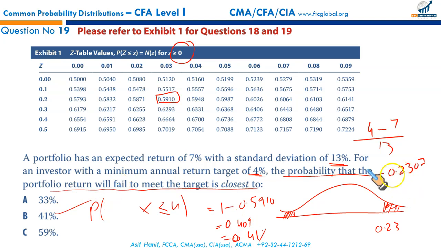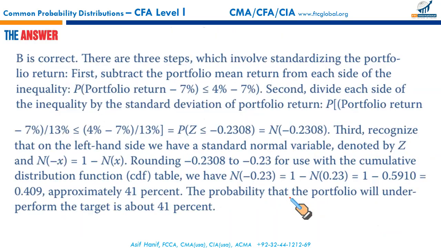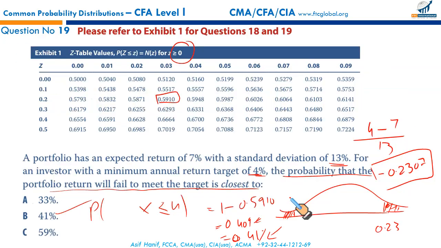If you don't want to use this long process, you can simply use the z table for negative values, and you just look at that 0.23, and you will get this number directly over there. It's your choice, totally. Done, so it's B.